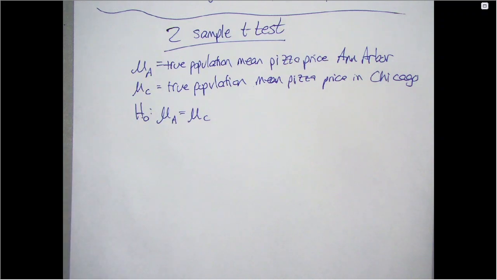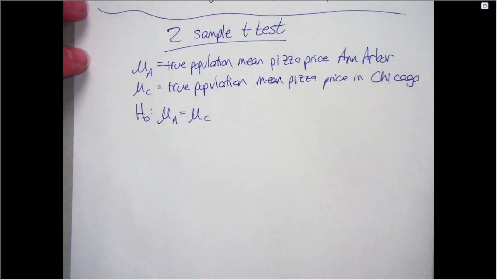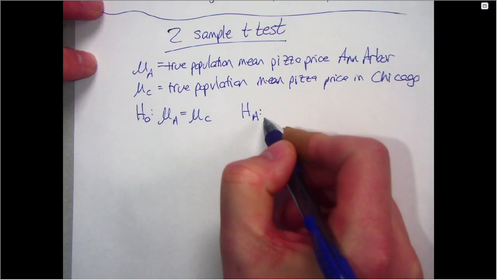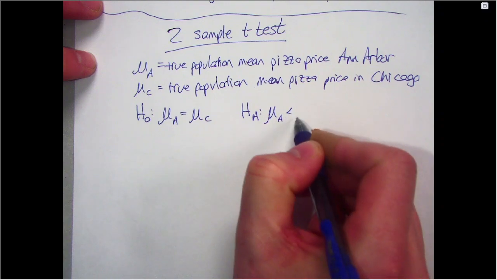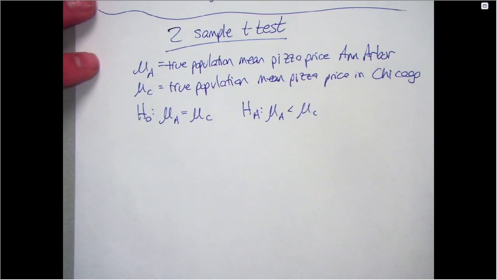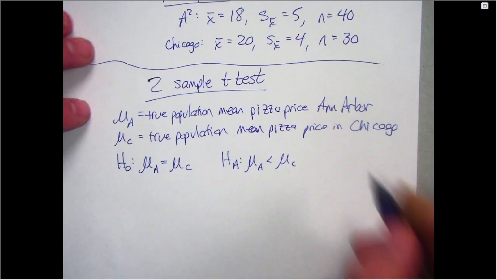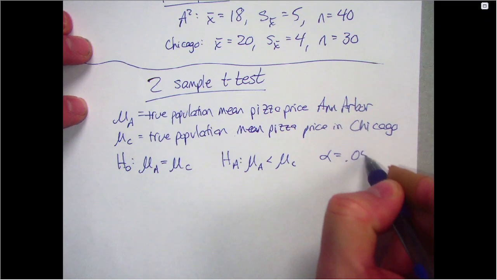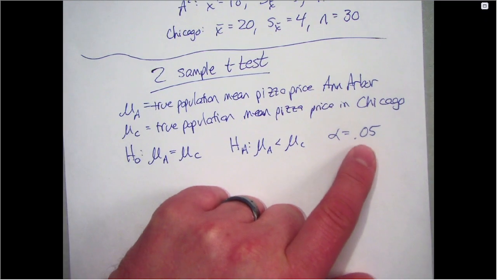And then I didn't really say what we're looking at, did we? Let's say we think Ann Arbor's cheaper. So our guess is that the average in Ann Arbor is less than the average in Chicago. And let's use alpha equals 0.05. That's your significance level.